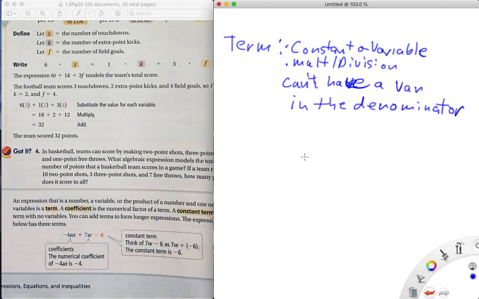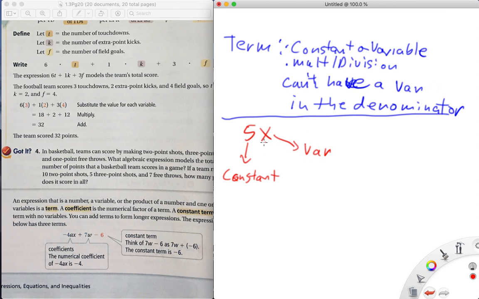So let's go through some definitions of that. Let's look at 5x. This 5 would be my constant. And my constant is always going to be some number multiplying the variable. This would be my variable. And the operation is multiplication.